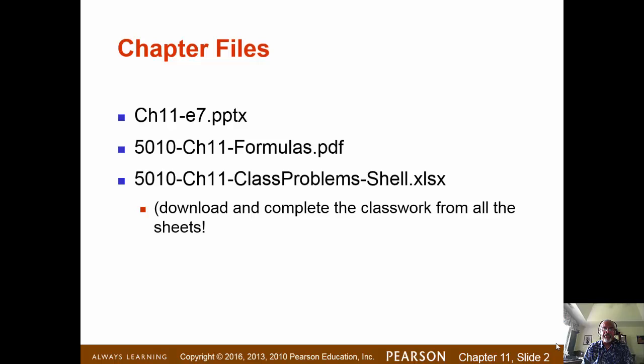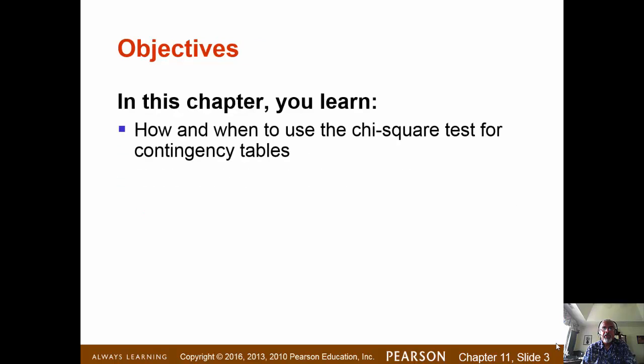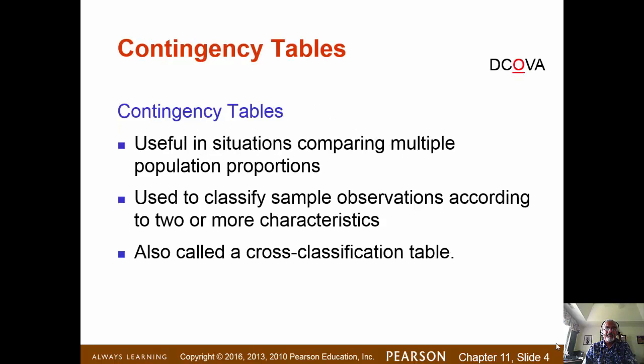So here are the three files that you have for the chapter: the PowerPoint file, the formulas PDF file, and the Excel shell file, which you should download and work with the problems along with me following the tutorials. In this chapter you'll learn how and when to use the chi-squared test for contingency tables. The contingency table is the last concept. We're going to start with the two population proportions, extend it to multiple proportions, and then end with contingency tables. We'll talk about contingency tables more in a little bit.